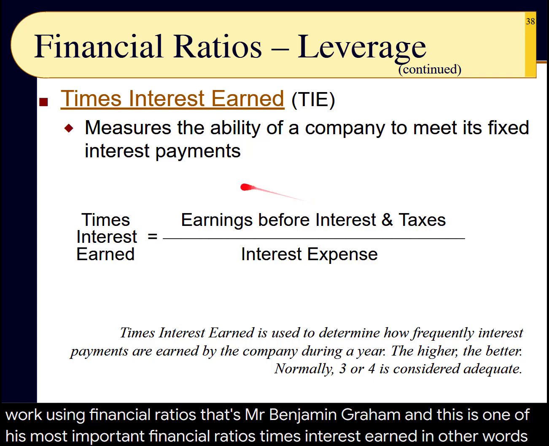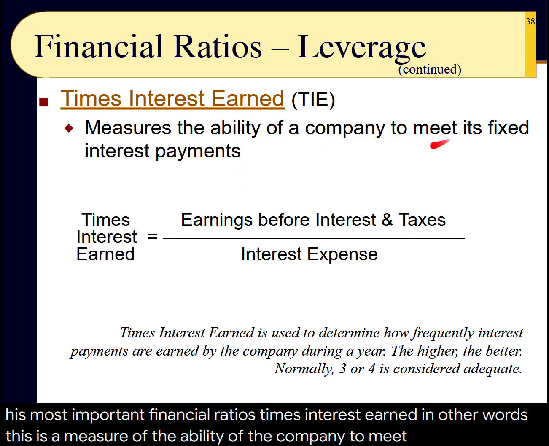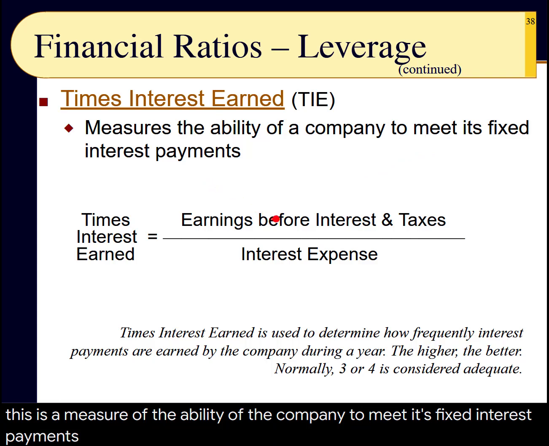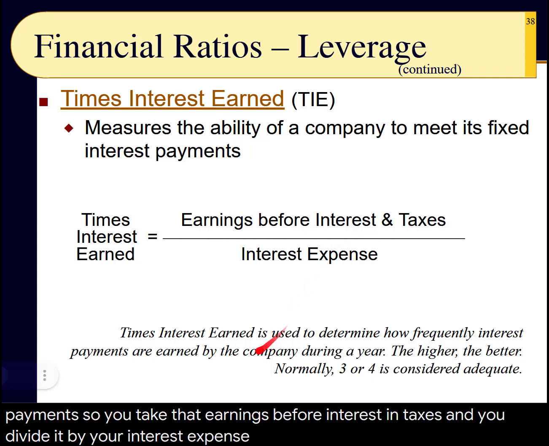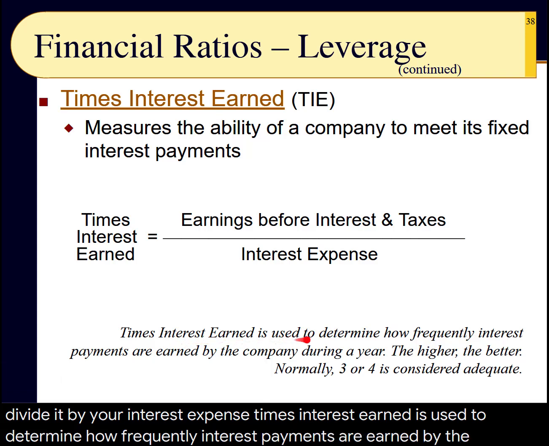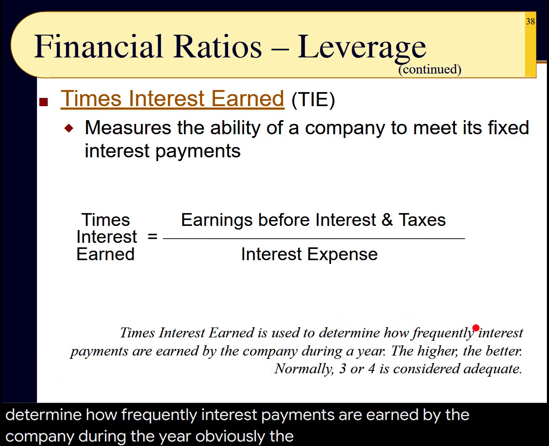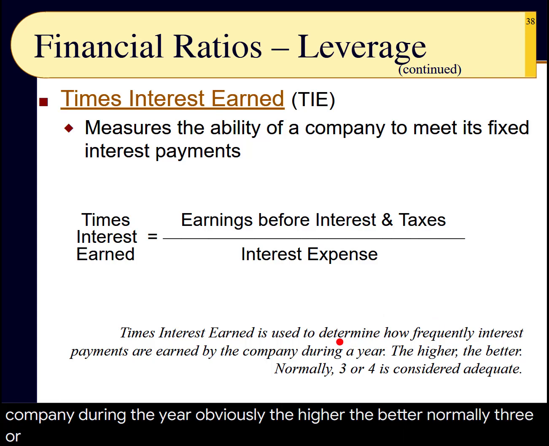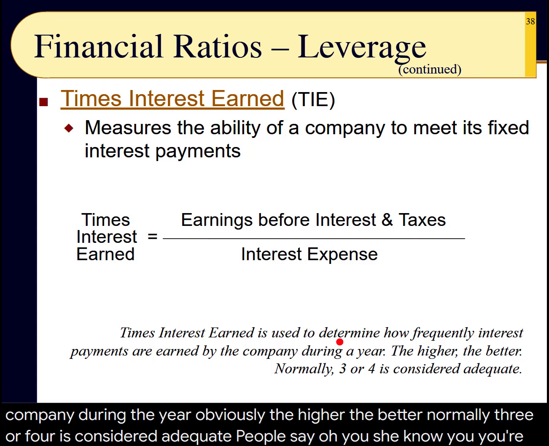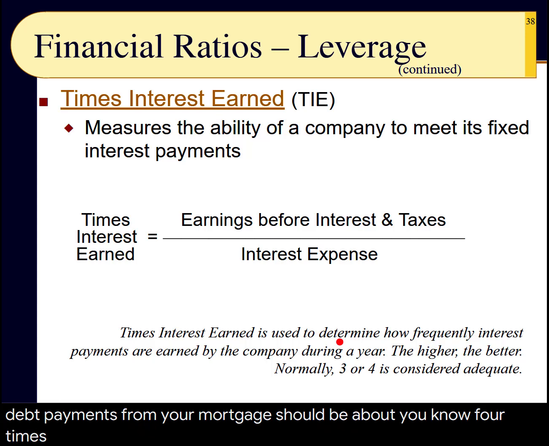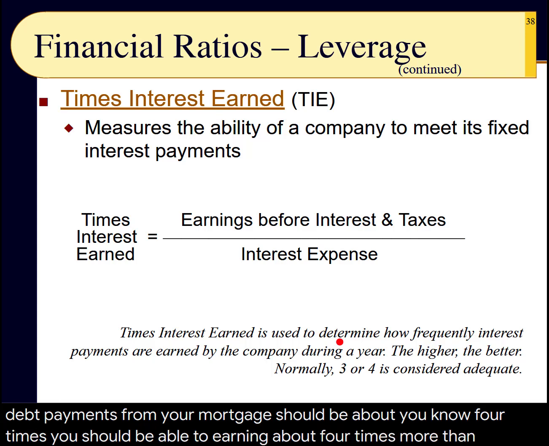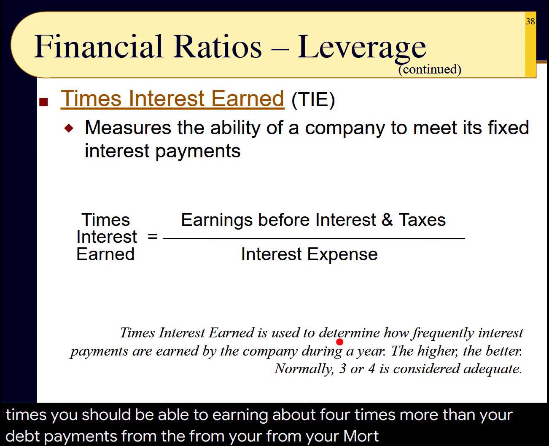In other words, this is a measure of the ability of a company to meet its fixed interest payments. So you take earnings before interest and taxes, and you divide it by your interest expense. Times interest earned is used to determine how frequently interest payments are earned by the company during a year. Obviously, the higher the better. Normally, 3 or 4 is considered adequate. That's why you'll hear people say your debt payments from your mortgage should be about 4 times. You should be able to earn about 4 times more than your debt payments from your mortgage.